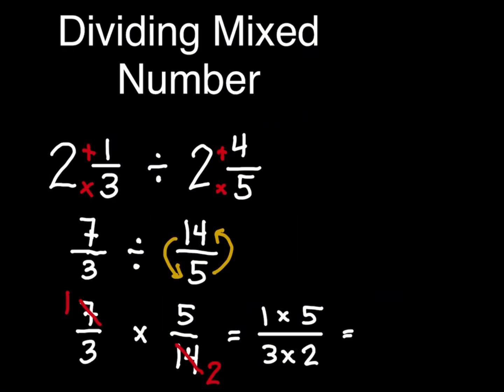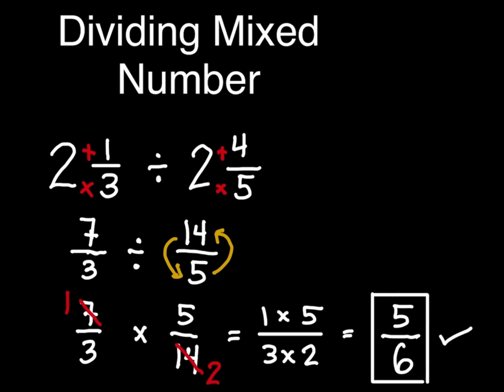And after that, 1 times 5 is 5. Then 3 times 2 is 6. So since that fraction is in lowest terms, that is the answer: 5 over 6 when you divide 2 and 1/3 by 2 and 4 over 5.